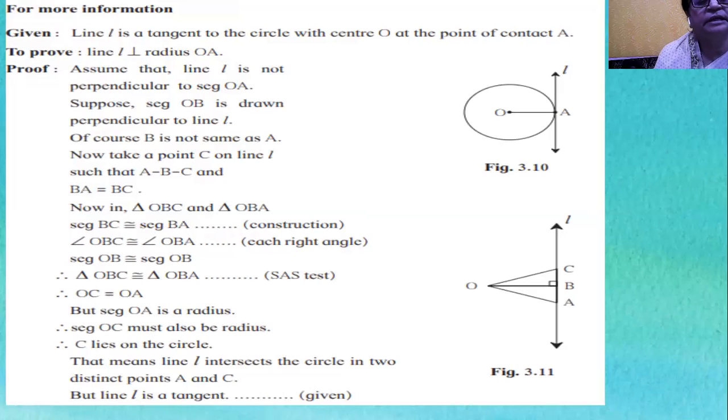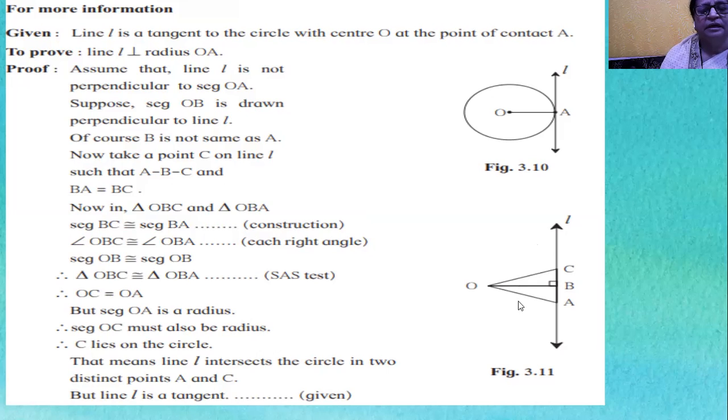Here, see that line L is a tangent to a circle. O is the center, and the point of contact is A. Then what we have to prove? Line L is perpendicular to OA, meaning here it will make a 90-degree angle. Assume that this line L is not perpendicular to OA. Then we will draw the line OB, and we consider this to be perpendicular to L.